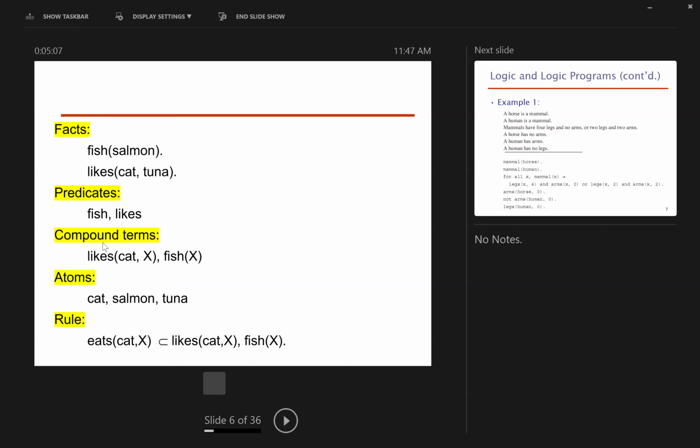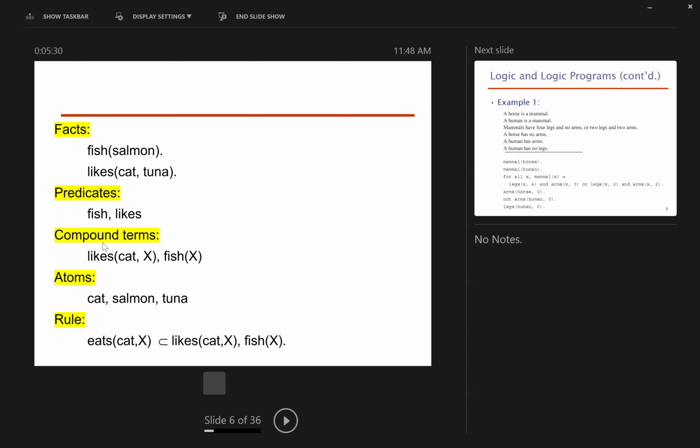The lowest unit is atoms. So from this example we have cat, salmon, tuna. We didn't say fish, because fish, like "like," is a function. So fish and like are predicates, but the atoms here are cat, salmon and tuna.